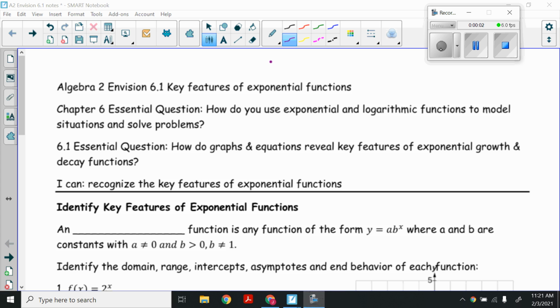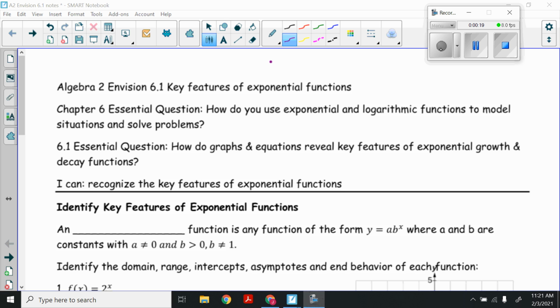All right, so today in Algebra 2, we're going to start Chapter 6. We're going to do the first half of Section 6.1, Key Features of Exponential Functions. Our essential question for Chapter 6 is how do you use exponential and logarithmic functions to model situations and solve problems?